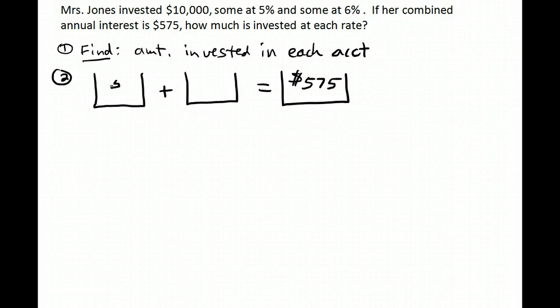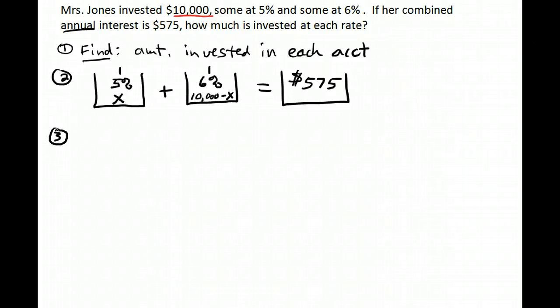I have a 5% interest rate and a 6% interest rate. Because of the word annual, I know that my time is 1 for both of those. And the other information I have is that I've got a total of $10,000. So if I put X in the first box, the second box must be 10,000 minus X. That's the way you set it up whenever you have the sum of two numbers equaling, say, 10,000. It would be X and 10,000 minus X.